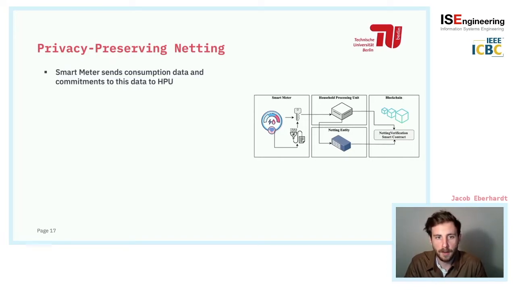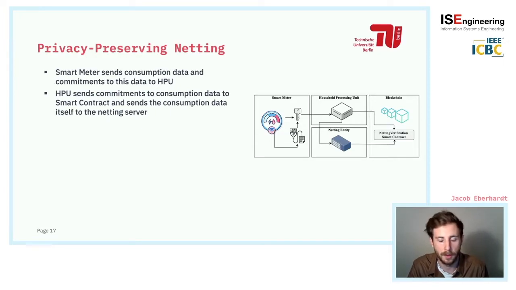The smart meter first collects consumption data and additionally calculates a commitment to this consumption data. Then the raw data and the commitment are sent to the household processing unit. The household processing unit sends the commitment to the consumption data to the smart contract, and the smart contract again can check whether the smart meter is actually an official smart meter, and then it just stores these commitments. The household processing unit in parallel sends the raw consumption data to the netting entity.